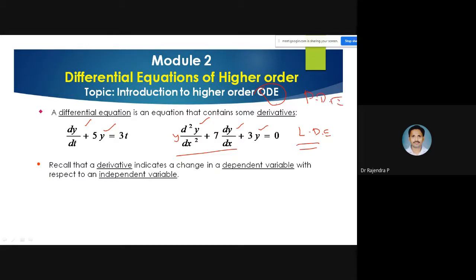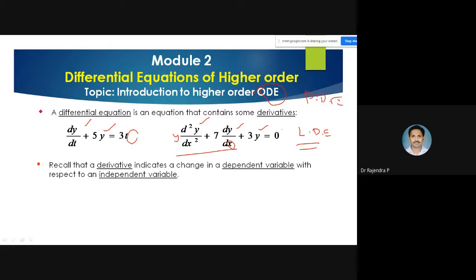So ODE means it contains only one independent variable. If you see here, t is the only independent variable in the first equation. Here, x is the only independent variable in the second equation. So when you have only one independent variable, we call it an ordinary differential equation. If more than one independent variable is involved, then we call it a partial differential equation. Okay, so those are definitions.